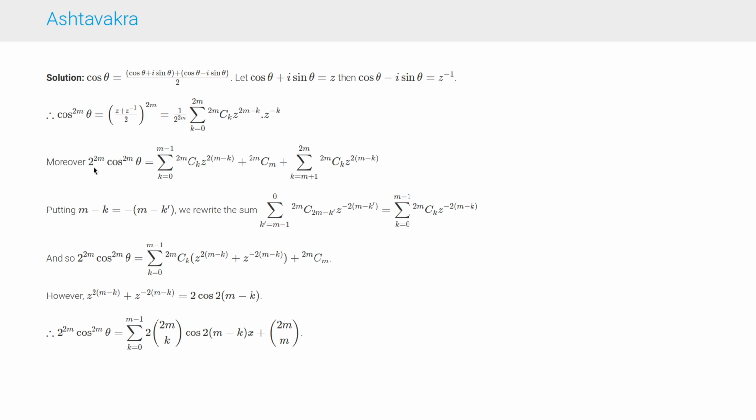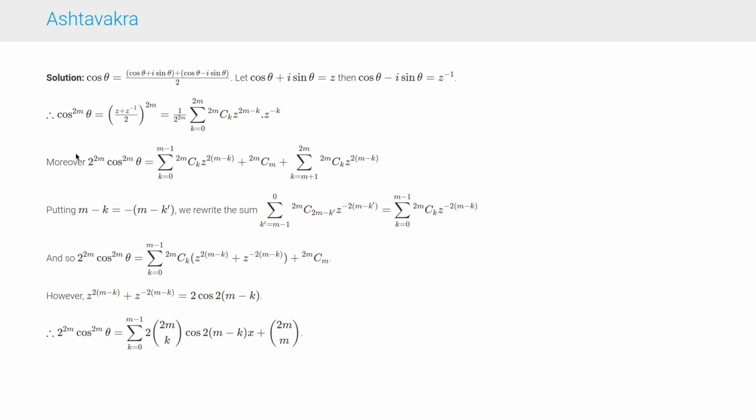That is, 2 to the power 2m cos to the power 2m theta is equal to sigma k is equal to 0 to m minus 1 2mCk z to the power 2m minus k, plus 2mCm, plus sigma k is equal to m plus 1 to 2m 2mCk z to the power 2m minus k. Now we put m minus k is equal to minus (m minus k prime). We rewrite the sum as sigma k prime is equal to m minus 1 to 0 2mC(2m minus k prime) z to the power minus (2m minus k prime), which is equal to sigma k is equal to 0 to m minus 1 2mCk z to the power minus (2m minus k).